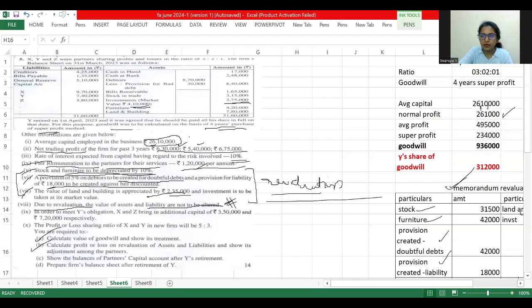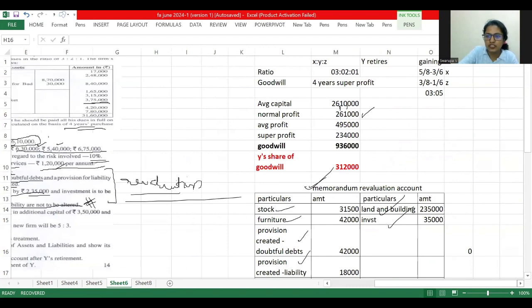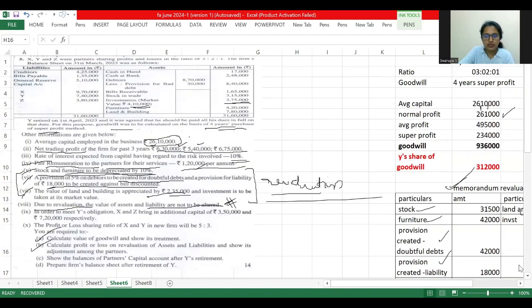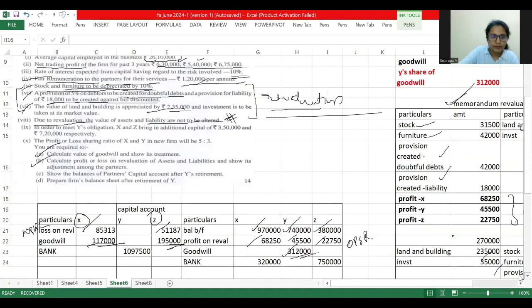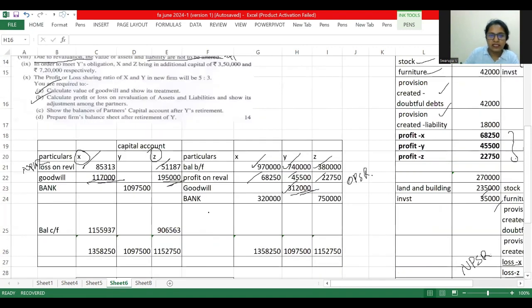gaining ratio. So I have calculated the gaining ratio as well. Gaining ratio is just the difference between your new profit sharing ratio and the old profit sharing ratio. Balancing this, and it is also mentioned that X and Z are bringing certain amount in the question. So in the last part of the question, additional capital of 3,50,000 and 7,20,000 has been brought in by X and Z. So that we are crediting using the bank account. So balancing all this, we will get the amount that is to be paid to Y and also the balance carried forward in the account of X and Z.